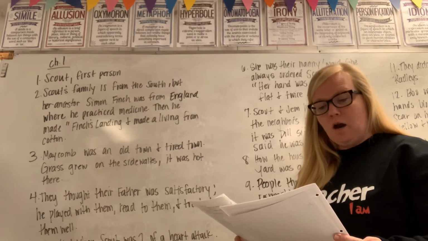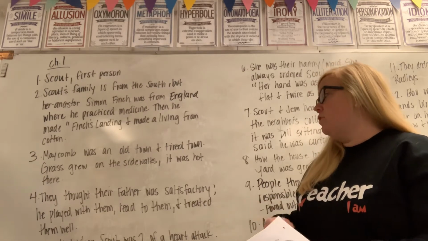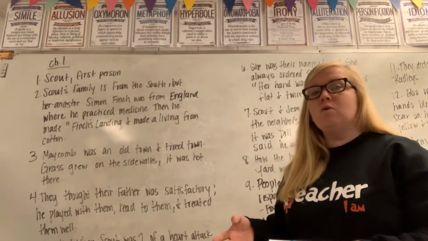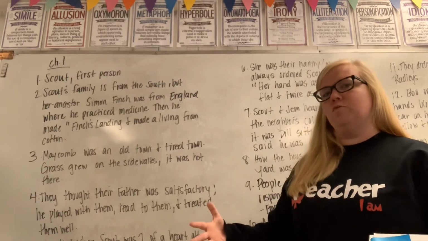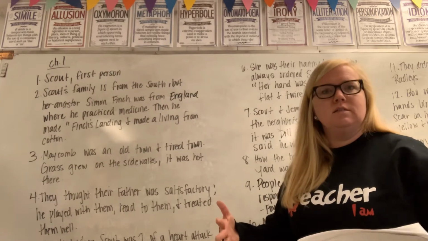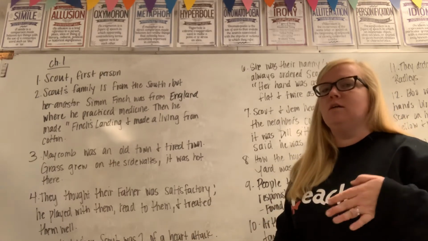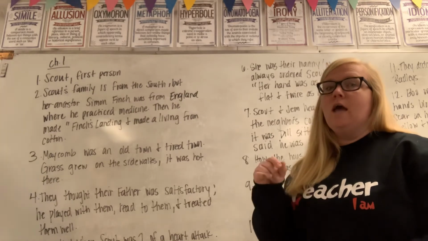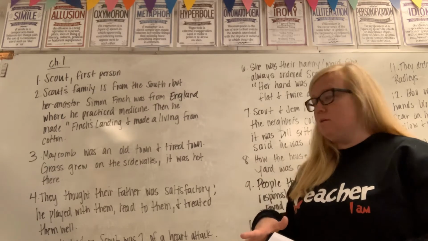Number 4, how does Scout describe the way she and her brother feel about their father? They thought their father was satisfactory. They said he played with them, he read to them, and he treated them well. So it wasn't that they didn't like him, but they also didn't have an abundance of overjoy for him either. They liked him, but they weren't overly abundantly happy, I guess. It's just kind of their personalities, as you find out when you read more about Jim and Scout. They're brother and sister, and Scout is a girl, and Jim is the boy, and he's older.